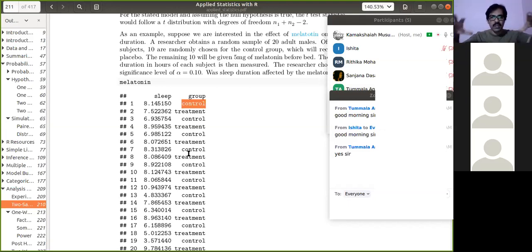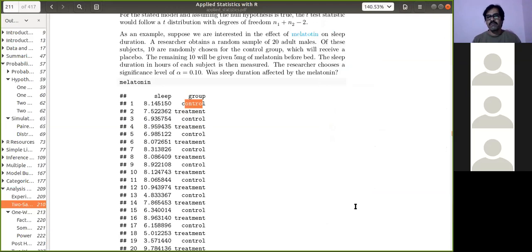There are two groups, control and treatment. The control group is a group to whom the medicine is not served, and the treatment group is a group to whom the medicine is served. So melatonin is a drug which is served for the treatment group, and it is not served for the control group. There is a name in medicine: if you don't serve the drug, the dummy capsule is served.